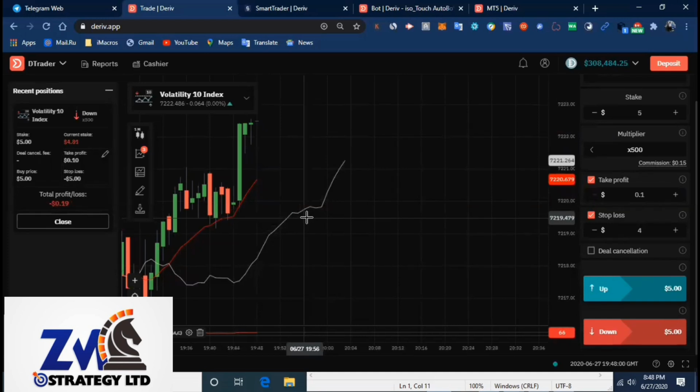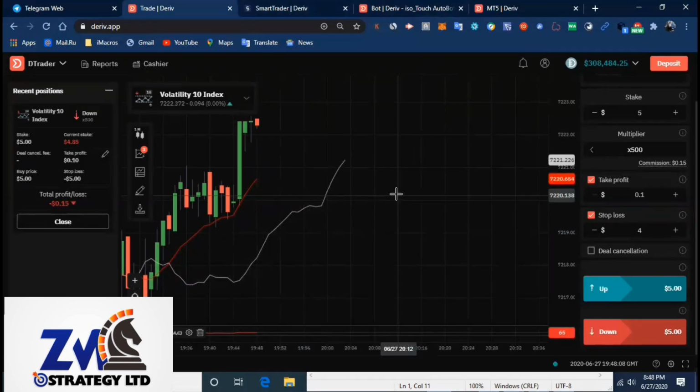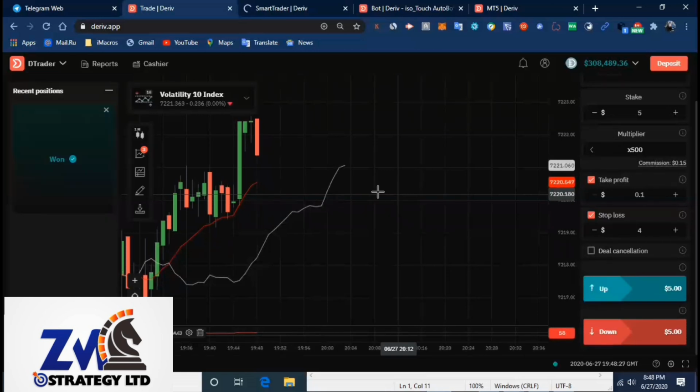Okay, let's just push for the market to close now so that we get the idea about how the multiplier works. Like I said, the multiplier is just like when you are trading on your MT5, where you use your stop loss and take profit. But now your profit or your stop loss will be multiplied according to the multiplier which you are using. Now you can see we have won the trade.